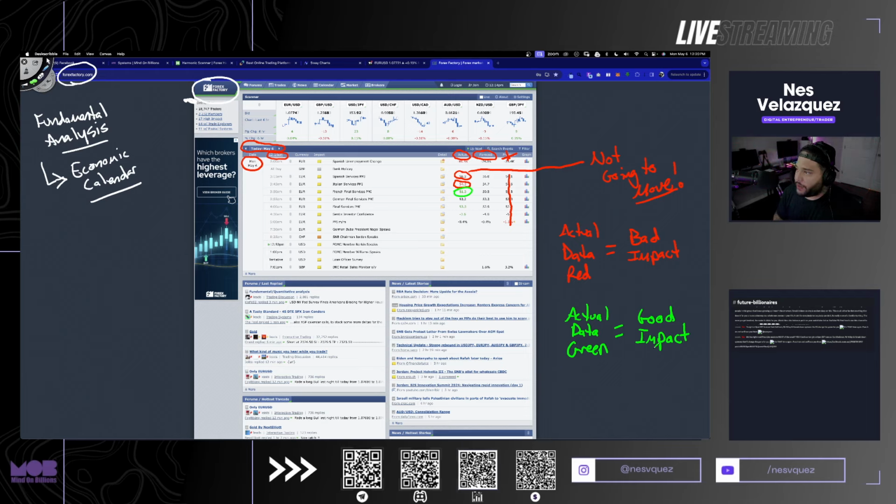Okay. So if it's black, it's not going to move. Okay. So if you see that the actual data is black over here, it's not going to move. Okay.